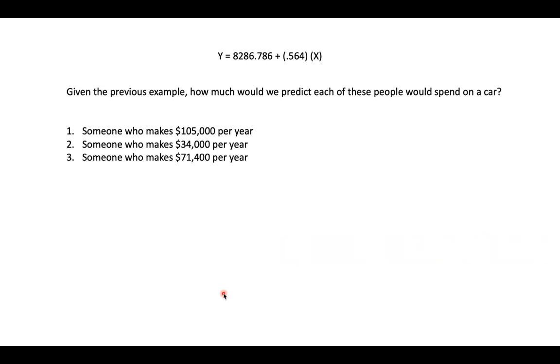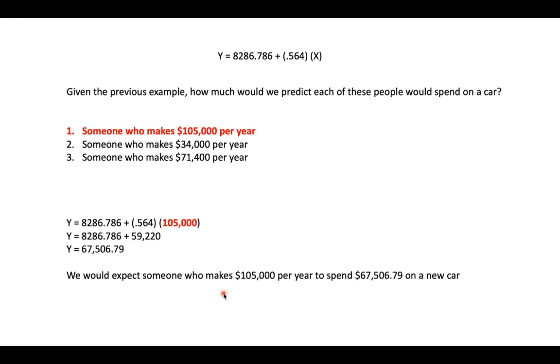But anyway, we can take this formula and we can use it to answer these questions. Given the previous example, how much would we predict each of these people would spend on a new car? So someone who makes $105,000 a year, we take this formula, we plug in their income, we do this multiplication to get 59,220. We add it to this, our intercept, and we would predict that someone who makes $105,000 a year would spend $67,506.79 on a new car.